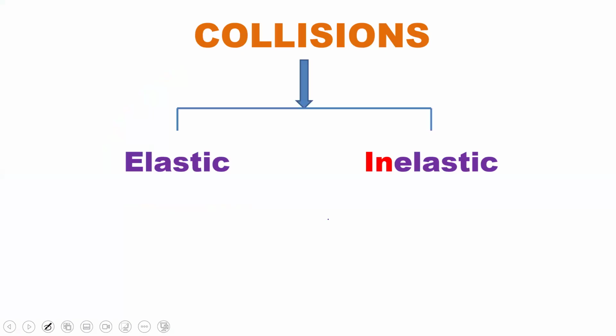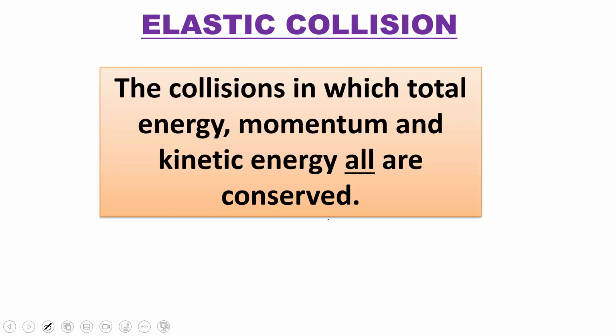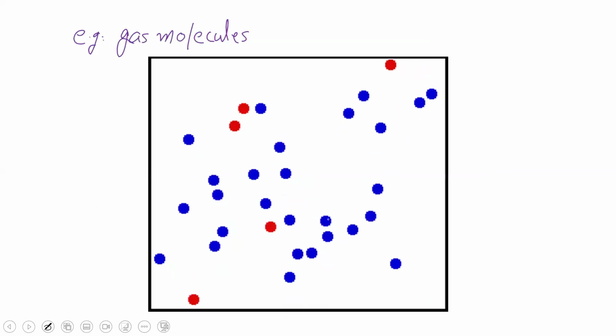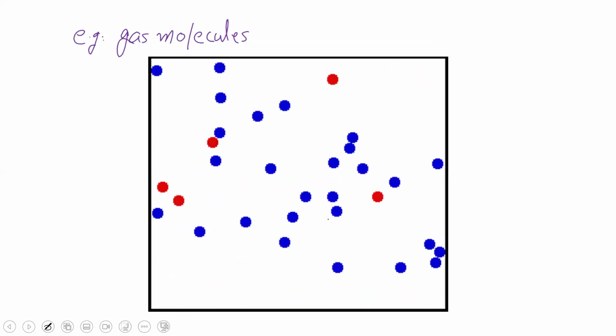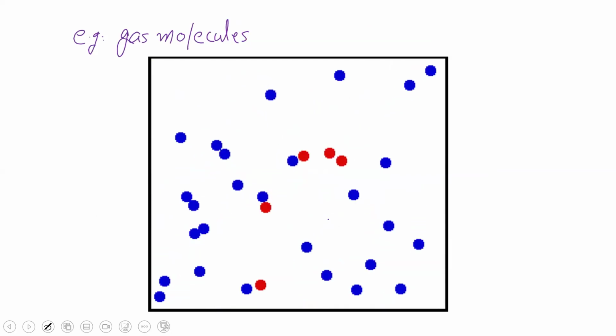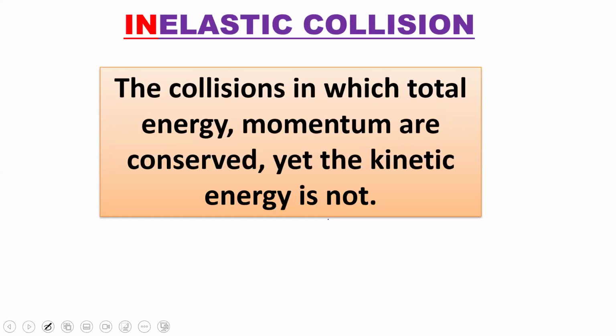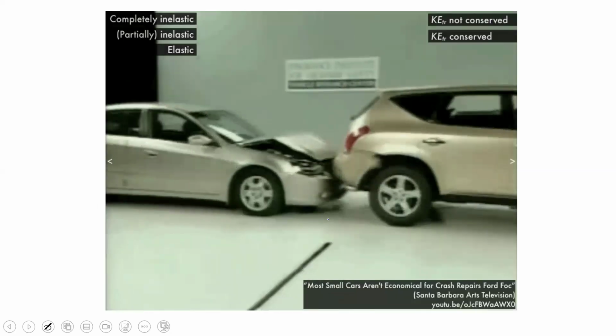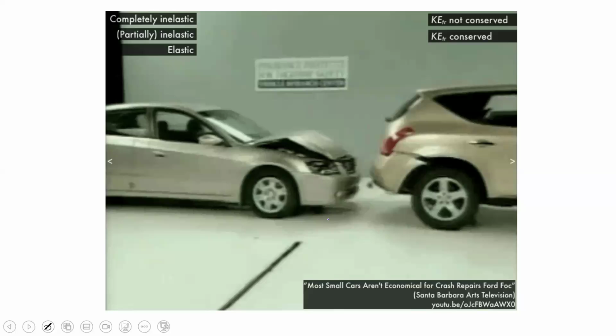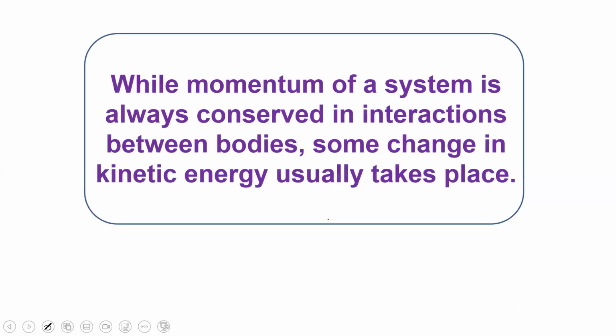Now, there are two types of collision, elastic and inelastic. What are elastic collisions? Where the momentum and the kinetic energy are conserved, and also the total energy. So gas molecules, are they colliding elastically? Look at this, this is an elastic collision. What about inelastic? Kinetic energy is not conserved, other things are conserved. Like this is an inelastic collision.